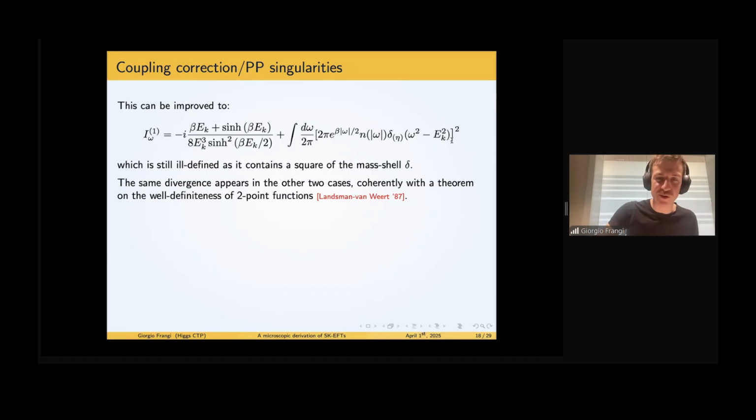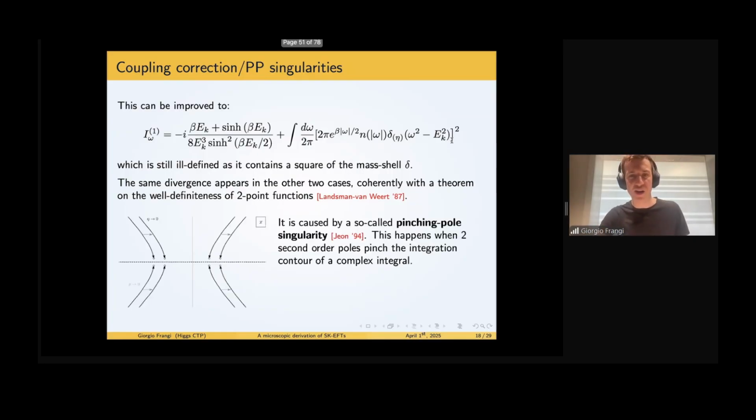And so we need to understand a bit better what the structure is that is making this divergence appear. This is a known structure in thermal QFT. It is called a pinching pole singularity. Not sure how much you're familiar with it. It's kind of a niche topic. But strictly speaking, this is something that happens whenever you have two second order poles that in a certain limit, in this case eta going to 0, pinch an integration contour in the complex plane. This was known to people doing S-matrix bootstrap in the 60s, and then it disappeared from the literature for 30 years and reappeared around the time when this guy started working on thermal topics.